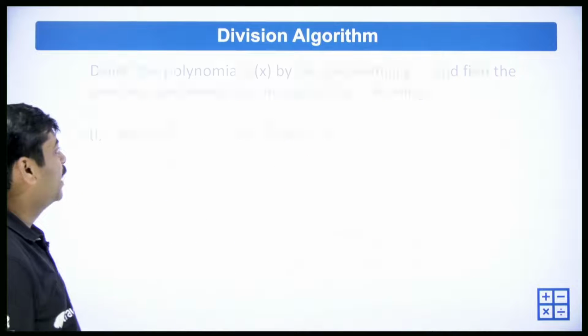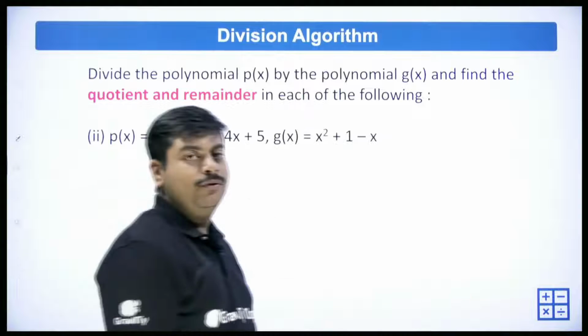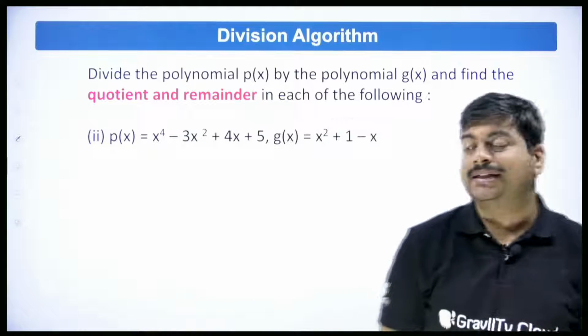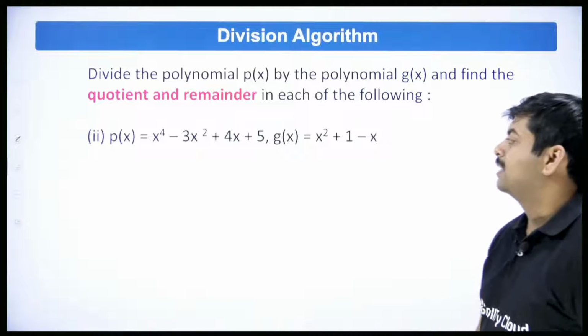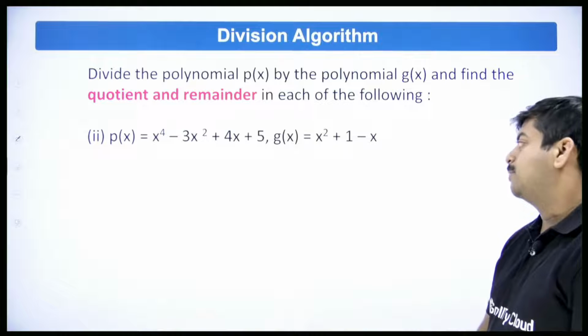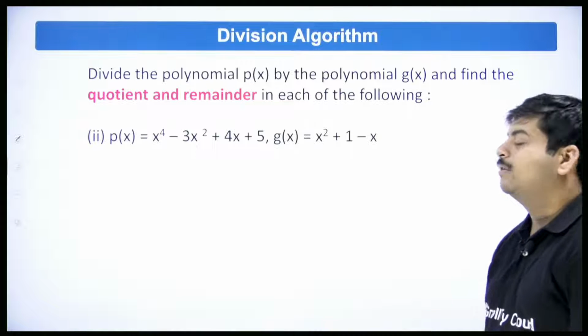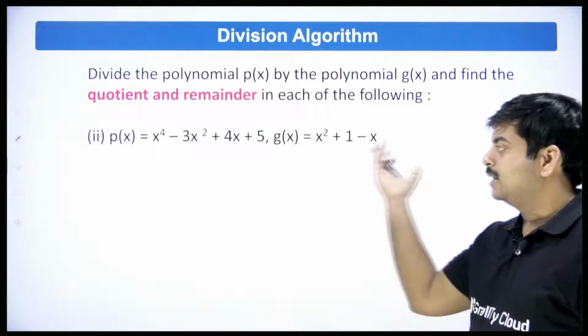The same way we have a couple more questions that you can try. This is the second question, which you can take as a take-home assignment. So p of x is x power 4 minus 3x square plus 4x plus 5, and given g of x equal to x square plus 1 minus x. So please try to do that.